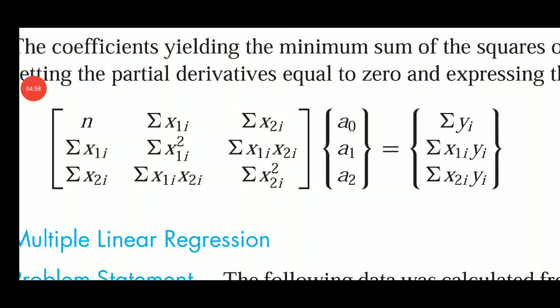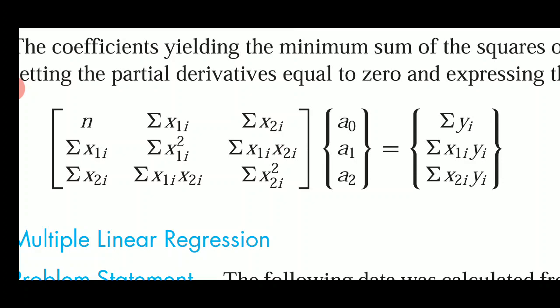Well, moving ahead, if I do the partial differentiation of the first, second and third equations, I can get the equations as shown here, right? And I can write the equations in a matrix form. So the first partial differentiation will result in n a0 plus summation x1i a1 plus summation x2i into a2 is equal to summation y. This will be the first equation.